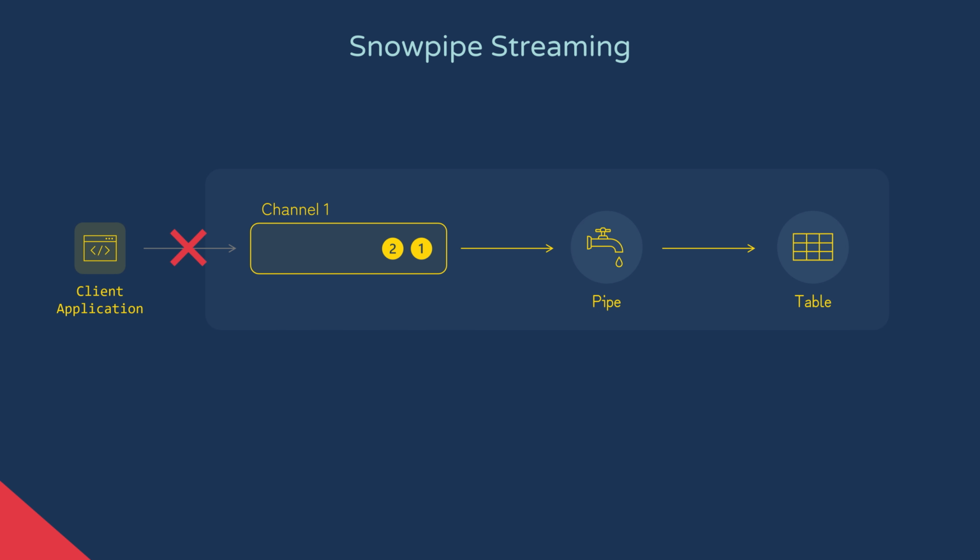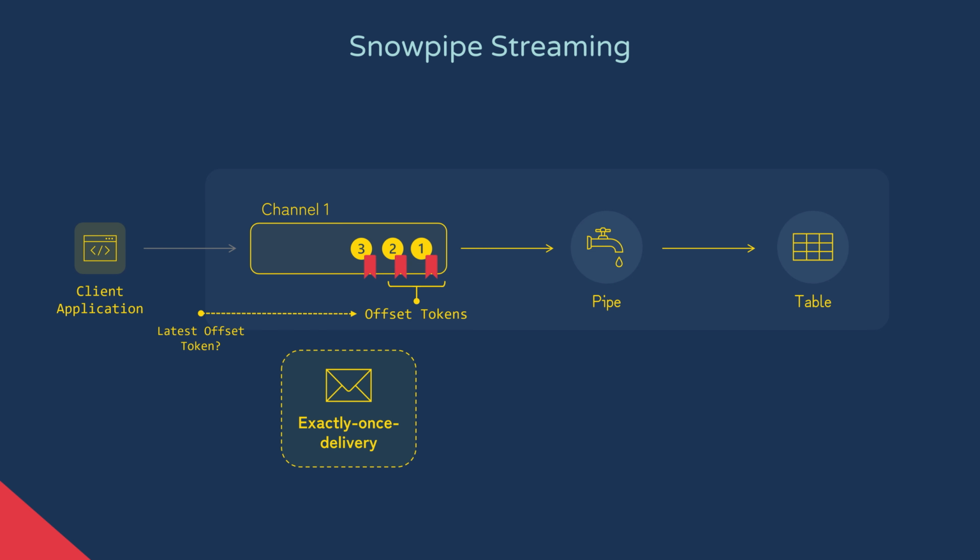To prevent these scenarios, the client application attaches a marker called an offset token to each row it sends through a channel. You can think of it like a bookmark. Snowflake saves that bookmark in the channel when the data is successfully committed. So if your client crashes and restarts, it can ask Snowflake what was the last offset token you saved for this channel. The client then picks up from the very next row with no duplicates and no gaps. This is called exactly once delivery and guarantees that every row lands in Snowflake exactly once, even in the event of a crash or network interruption.